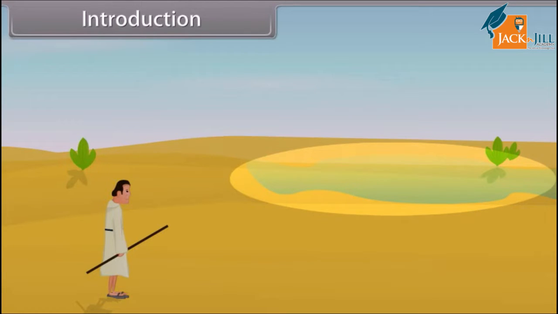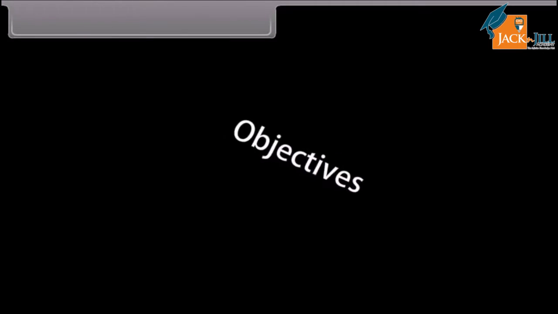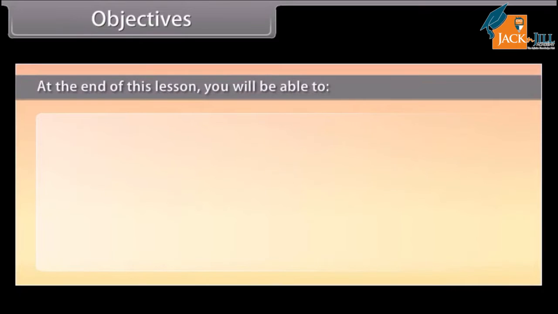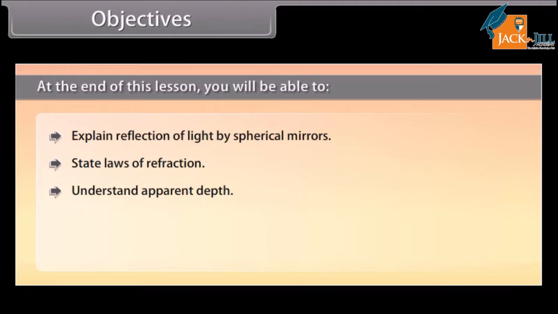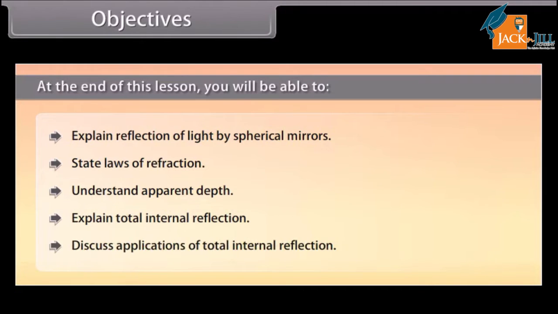So, throughout this module we learn reflection and refraction of light. Objectives. At the end of this lesson, you will be able to explain reflection of light by spherical mirrors, state laws of refraction, understand apparent depth, explain total internal reflection, and discuss applications of total internal reflection.